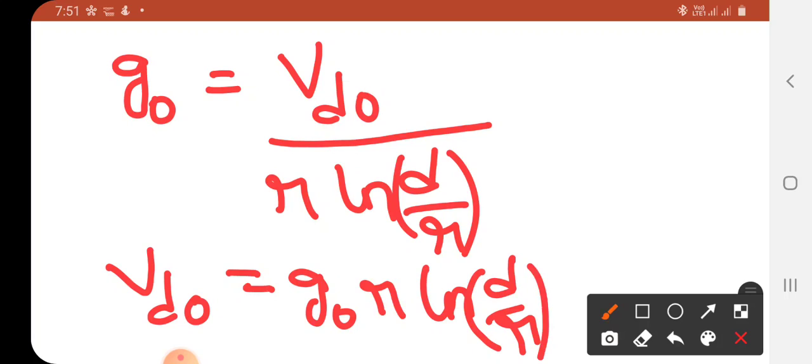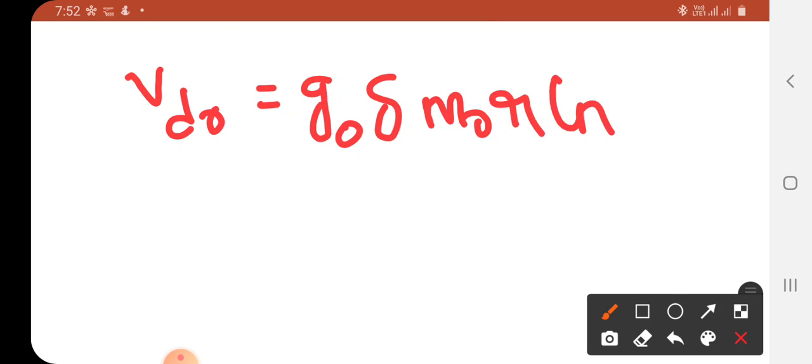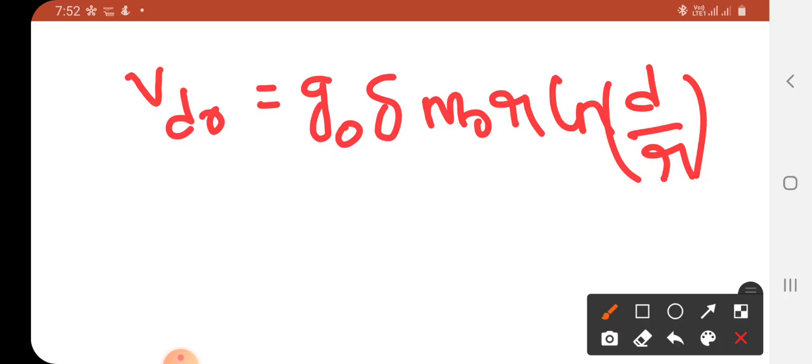Generally that is the practical value. Corrections have to be applied to this formula for air density and the surface conditions of the conductor, and thus the complete formula becomes V D naught is equal to G naught delta m naught R ln d by R. So here we can observe there are two additional terms. The first one is delta and the second one is m naught.